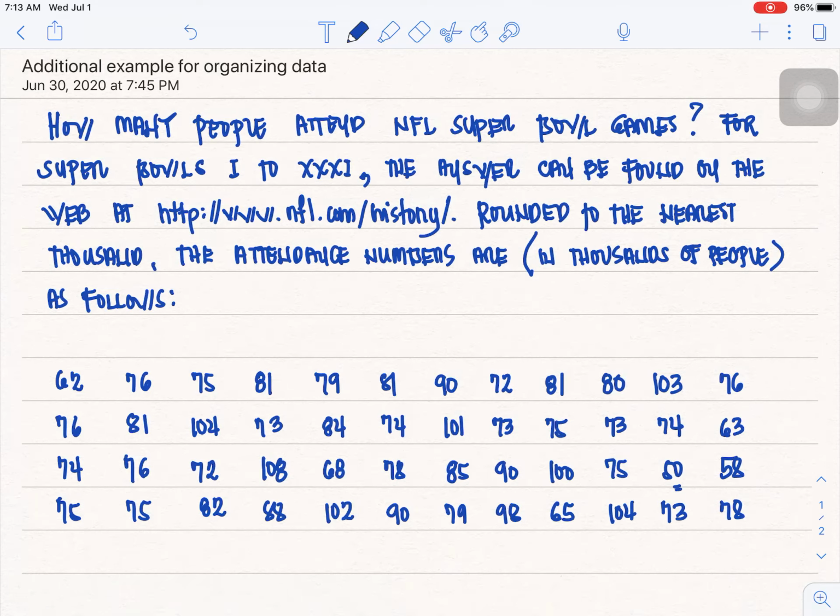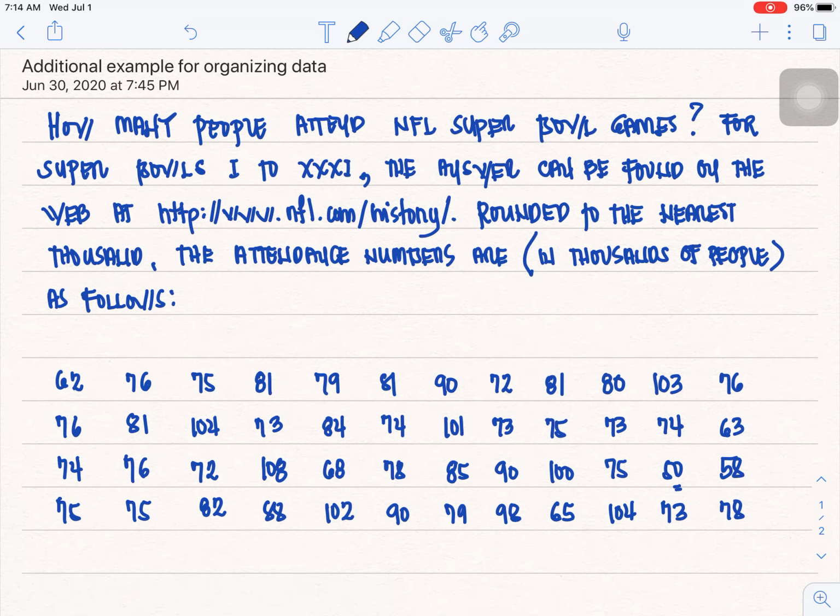Good morning. I have here an additional example for organizing data. For our problem, how many people attend NFL Super Bowl games? For Super Bowls 1 to 31, the answer can be found on the web at www.nfl.com, History. Rounded to the nearest thousand, the attendance numbers, in thousands of people, are as follows.